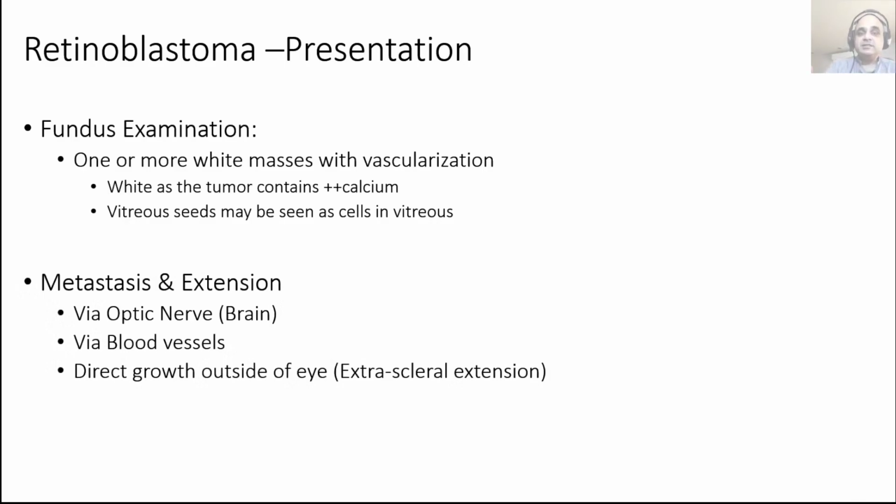The metastasis and extension is something that's unfortunately associated with this type of malignancy, and it can extend to the brain through the optic nerve. It can also spread to the body hematogenously, and it can also locally invade by becoming extrascleral. Remember, it's a tumor of the retina. It invades the sclera and then goes out of the eyeball, which is a form of local spread or direct extension.